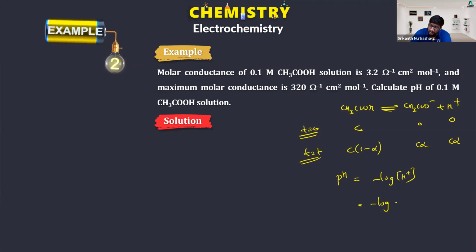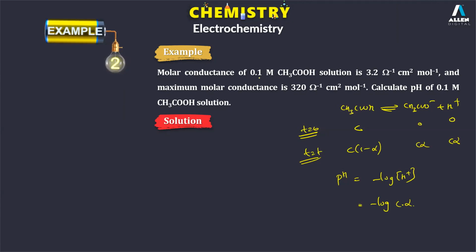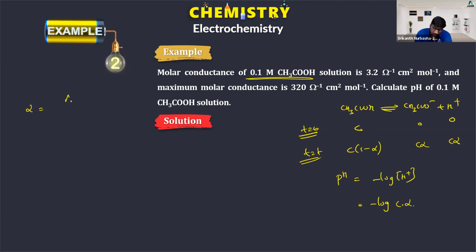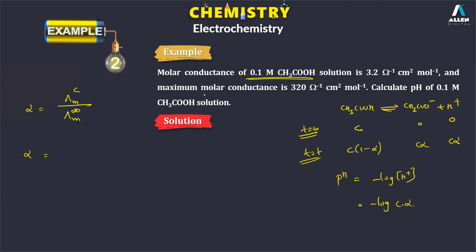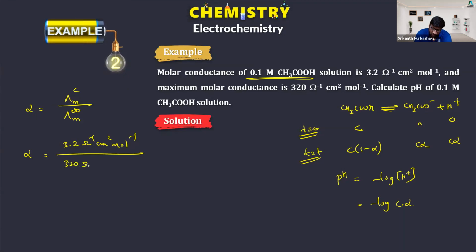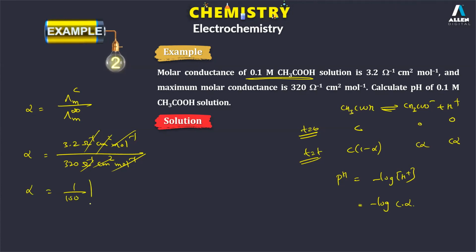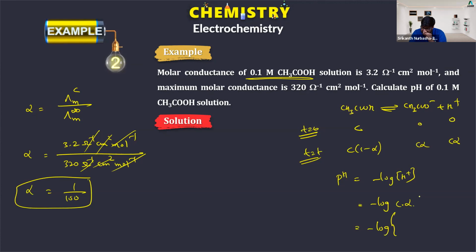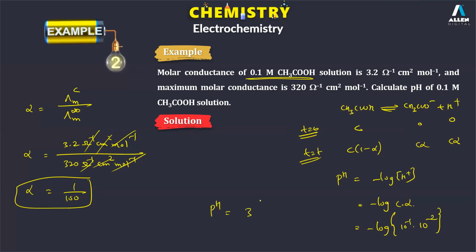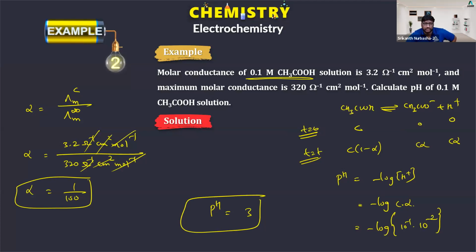So that will be negative logarithm of the concentration of H plus, which is C into alpha. Do they give the concentration of acetic acid? Yes, 0.1 molar. Alpha you have to find out. What is alpha? Alpha is nothing but molar conductance at any concentration by molar conductance at infinite dilution. Molar conductance of 0.1 molar acetic acid solution is 3.2 ohm inverse centimeter square mole inverse, and maximum molar conductance is 320. Maximum molar conductance is limiting molar conductivity. So units everything cancels out. 3.2 by 320, alpha is 1 by 100. So that is negative logarithm of concentration C into alpha. What is C? C is 0.1, 10 power minus 1. Alpha is 10 power minus 2. So pH is how much? 3. Everyone got this or not? Yes, right.